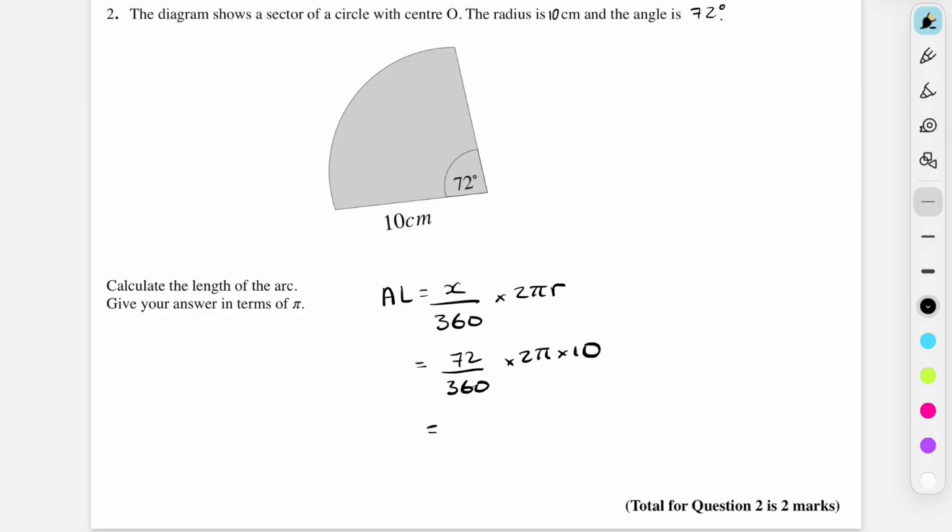In this case, 72 over 360 simplifies to 1 over 5. And then we're multiplying it by 2 pi and then by 10. Now 1 over 5 times 10 is just 2, so we have 2 times 2 pi, and 2 times 2 pi is equal to 4 pi. So the answer to this question is 4 pi.